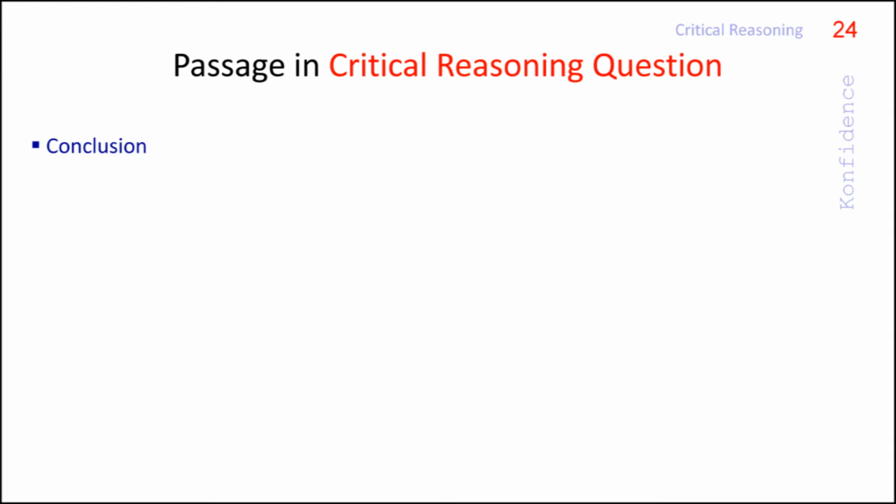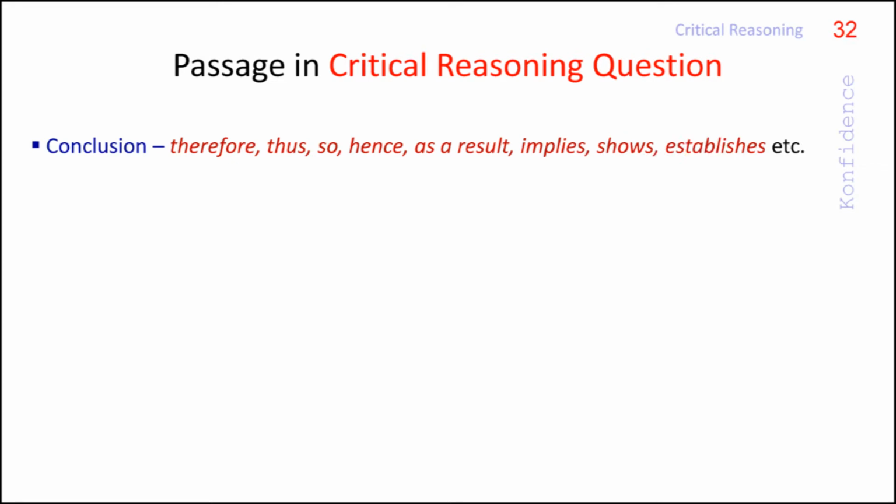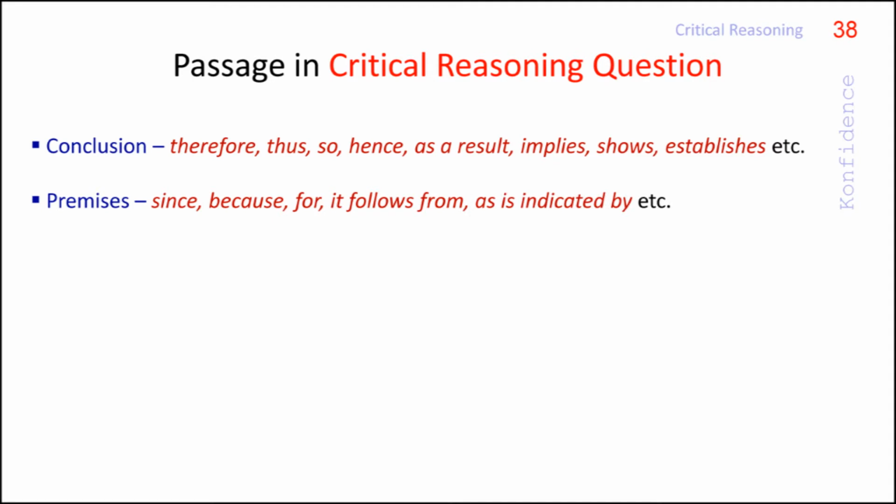If we find words like therefore, thus, so, hence, as a result, implies, shows, establishes, etc. in a sentence, we can make sure that it is a conclusion. Like that, premises can be identified from words like since, because, for, it follows from, as is indicated by, etc.